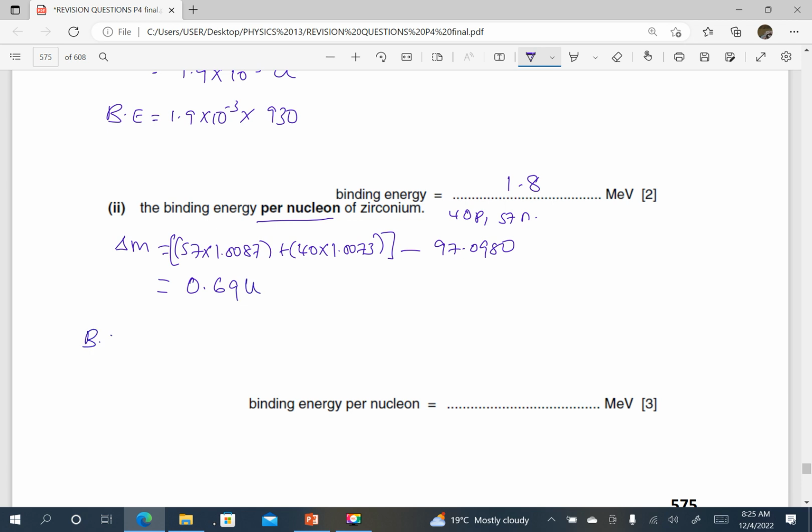We want to remember binding energy per nucleon. Of course, binding energy here would be 0.69, and 1 U is 930, so this would be times 930. To find per nucleon, we divide by the nucleon number of zirconium, which is 97. So this is 6.61.